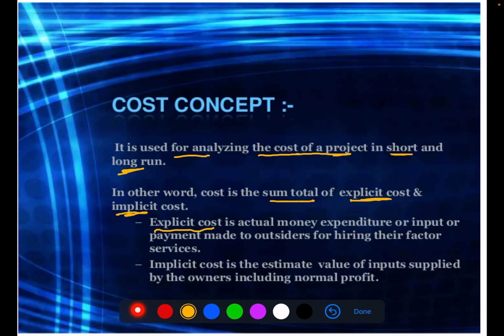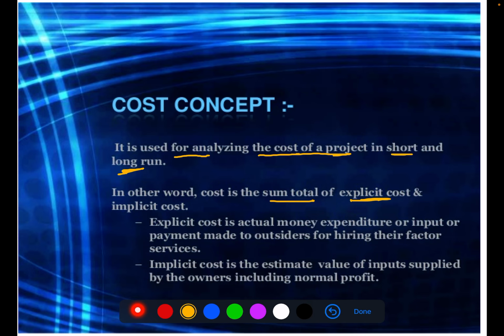Now explicit cost is the actual money expenditure or payment made to outsiders for hiring their factor services. So basically explicit means if you have taken any services from the outsider and you are making actual payment to them, that is considered as explicit cost. For example, wages paid to the employees, rent paid for the hired premises, payment for the raw materials, payment of advertisement, payment of publicity, selling expenses, payment for the freight, carriage. All this comes under the explicit cost if you are making payment to the outsider.